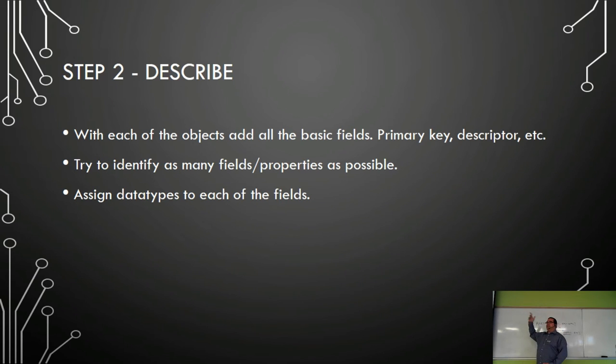Add a descriptor field. That's a field like a person's name or the name of a part, the name of a store, the status, stuff like that. Those are descriptor fields. You try to identify as many fields or properties as possible. So now you brainstorm. If you're using an existing set of documentation, you sit there with your little highlighter, a bit like what I did last week, and squeak, squeak, squeak, highlight all the bits and pieces. And then you take those items, you assign them to the entities, and then maybe you'll take a bit of time and assign them a data type.